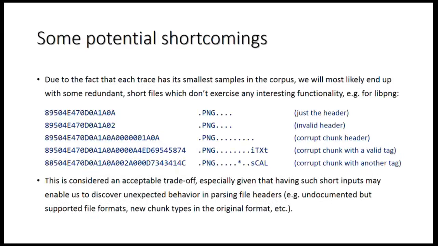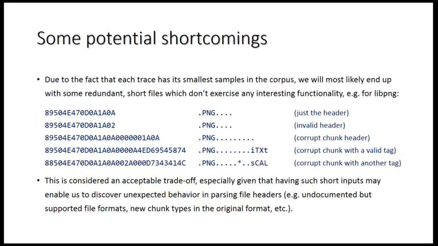This approach also has some shortcomings. Due to the fact that each trace has the smallest samples in the corpus, for some basic traces we will end up with some redundant short files which don't really exercise any interesting functionality. For example, for PNG, we have some files which just have the basic headers, or just basic headers and then a single chunk. So very short files which aren't really useful for fuzzing.